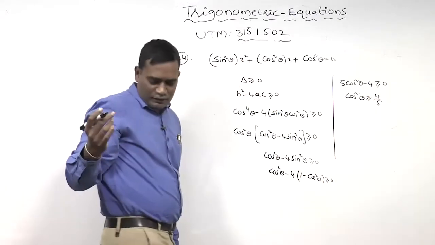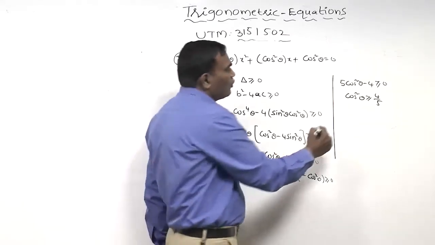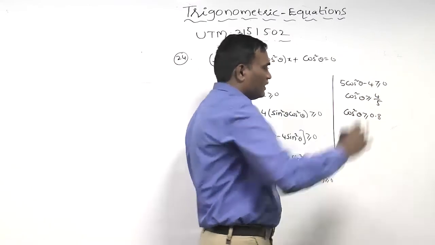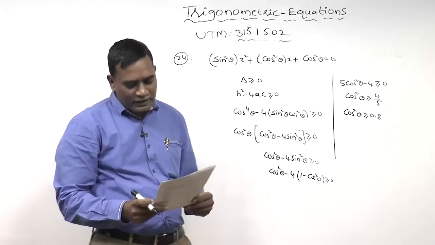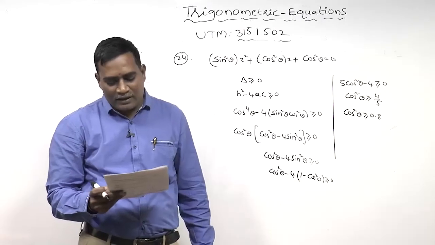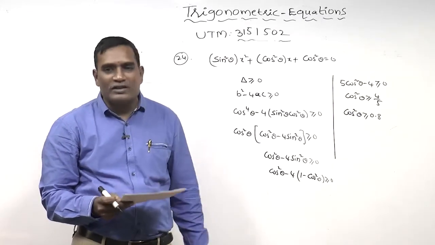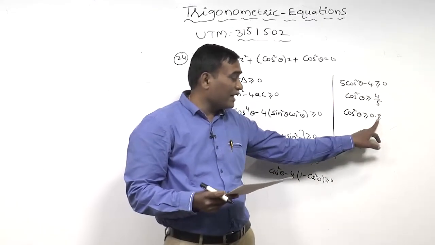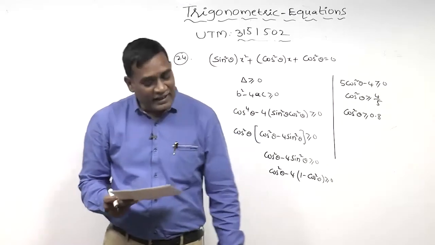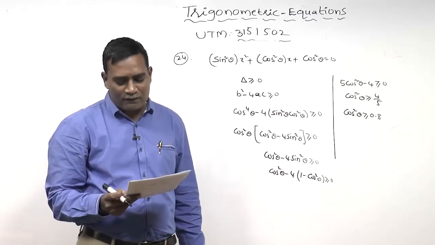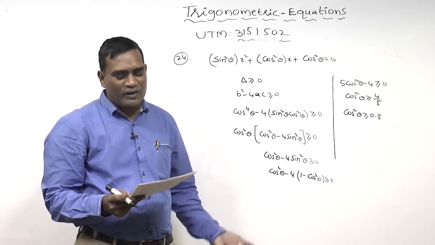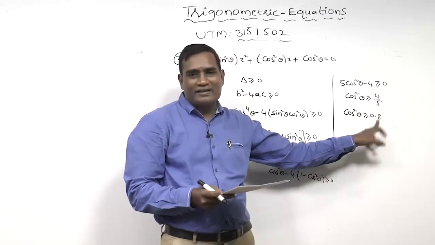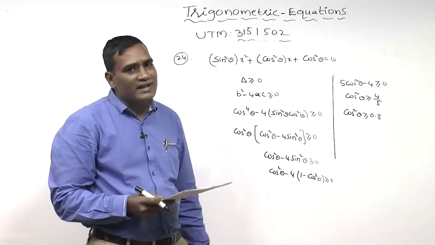But in options it is not given directly. So cos square theta is greater than or equal to 0.8. In options, what is there? Cos square theta can be 3 by 4. 3 by 4 is how much? 3 by 4 is 0.75. But here I want greater than 0.8, means first option wrong. Second one 1 by 4, 0.25. That is also wrong. 1 by 8, that is also wrong. So what is the option? 7 by 8. 7 by 8 value is greater than or equal to 0.8. That's why option D is the correct answer.